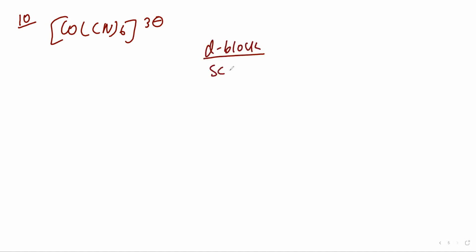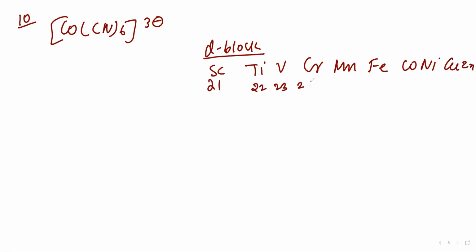Now see the next term, the 10th one. Which of these statements about [Co(CN)6]3- is true? So it is [Co(CN)6] raised to 3 minus, and you have to tell which statement is correct. D block elements start from scandium, titanium, vanadium, chromium, manganese, iron, cobalt, nickel, copper, zinc, with atomic numbers 21, 22, 23, 24, 25, 26, 27, 28, 29. So here we are using cobalt.